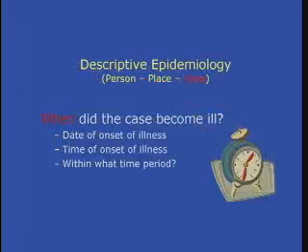Descriptive epidemiology, person, place, and time. When did the cases become ill? Date of illness onset is very important, as it provides an indication of the start of the outbreak. Time of illness onset is also very important in constructing the epidemic curve, as well as understanding the dynamics of the outbreak. And also, within what time period did the cases occur? In many of the outbreaks that we see in the vessel sanitation program, the cases started well before the individuals ever came to the ship, indicating that the outbreak started from something other than activities on board the ship.